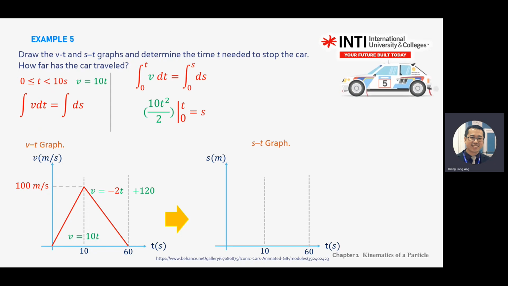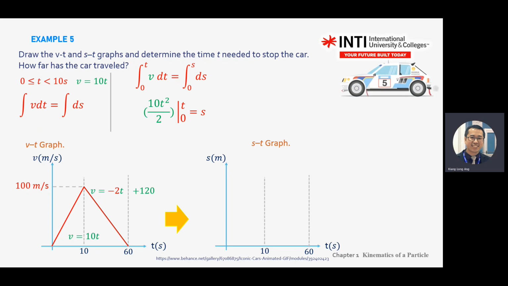Okay, same, integrate from 0 to t, for t from 0 to 10. You integrate v dt, so v equal to 10t. You integrate, you get vt. Is it correct? Yeah, okay. Your v equal to 10t. Integrate, you get 10t squared divided by 2. Then this side is s minus 0.